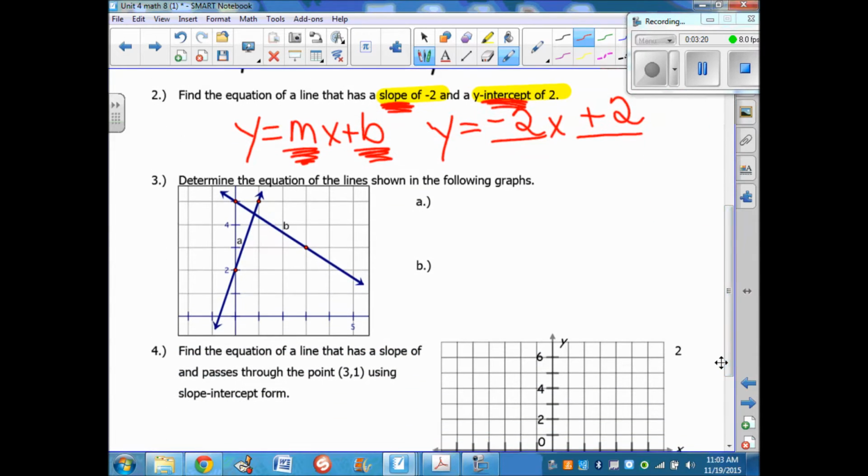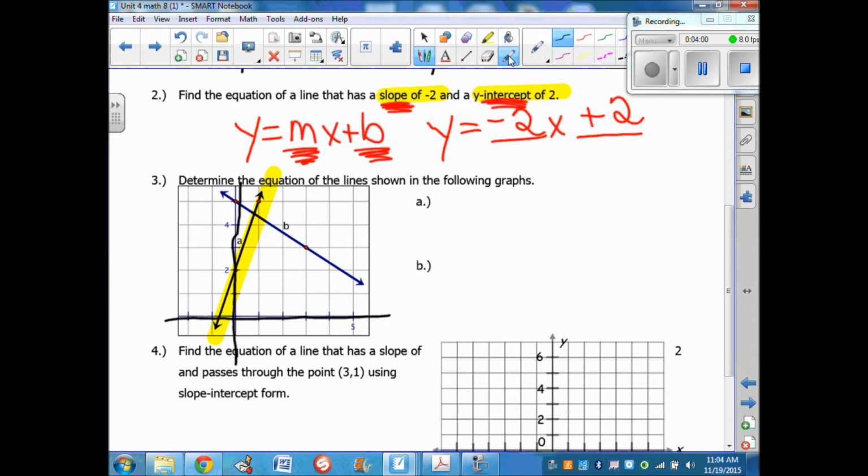So now, what if we're given a graph? It says, determine the equations of the lines shown in the following graphs. Now on your paper, because your paper is in black and white, you're not going to be able to see the x and the y-axis, so highlight that on your paper. So we have two graphs here. We have graph A, or line A, and line B. So line A, I'm going to highlight that one so we can see which one we're working with.